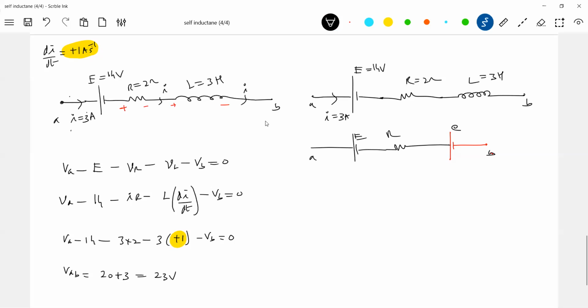And what is E? E should be equal to L mod of di by dt. So don't substitute di by dt with sign. It should be a mod. Why? Because you have already taken care of the sign by replacing the polarity. Able to understand? How did you determine the polarity, sir? That's what, no, here. See, the coil will oppose the actual current. So in what direction should the induced current flow? Towards left.